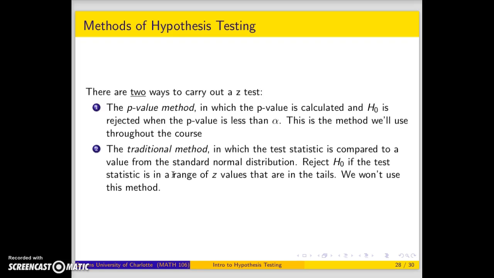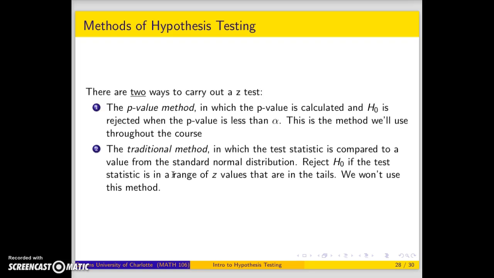There are a couple of methods of hypothesis testing. The first way is the p-value method, where we calculate the p-value and we reject H0 if the p-value is less than alpha. That's the one we just went over. And we will use this method since it is really used in reality more. When you read a journal, they're using this method.